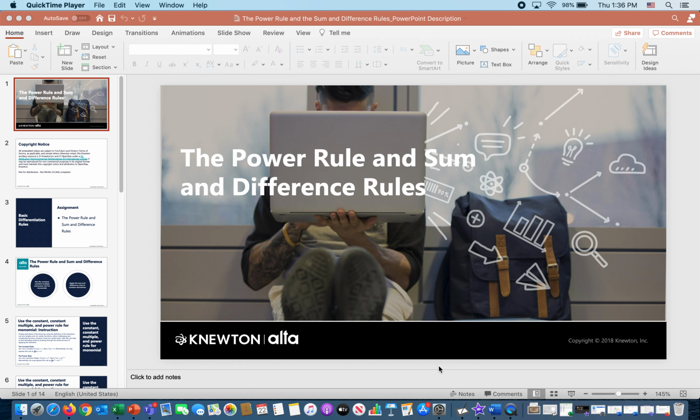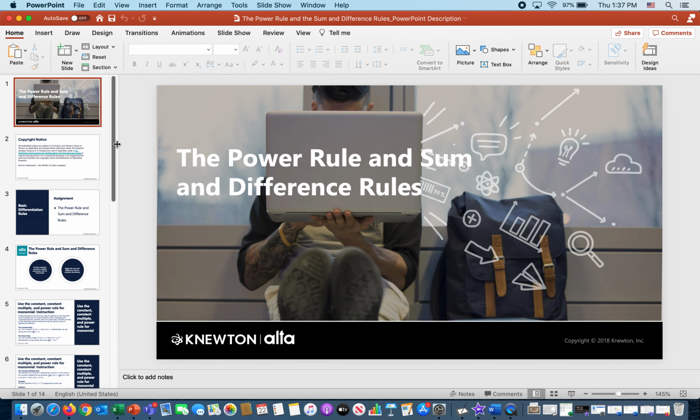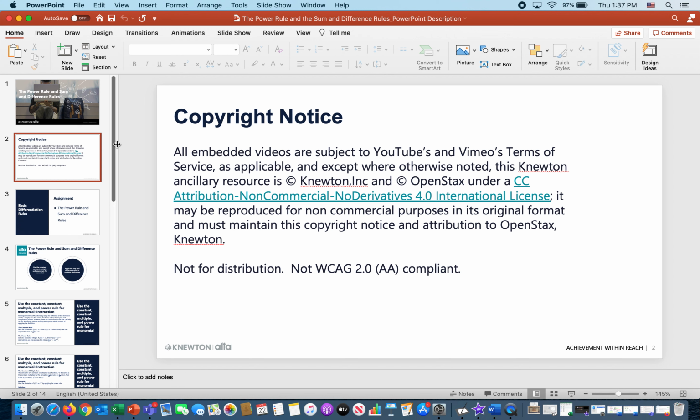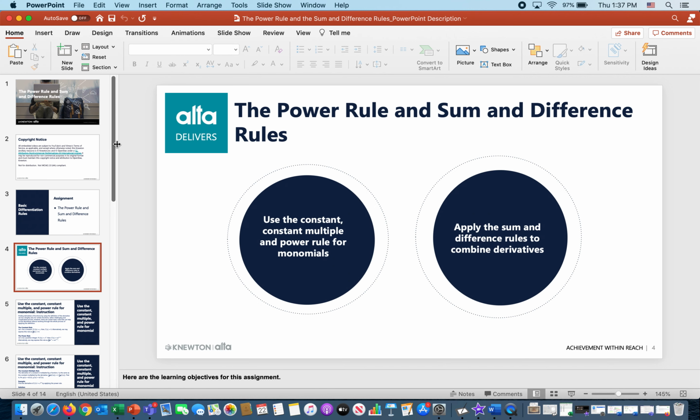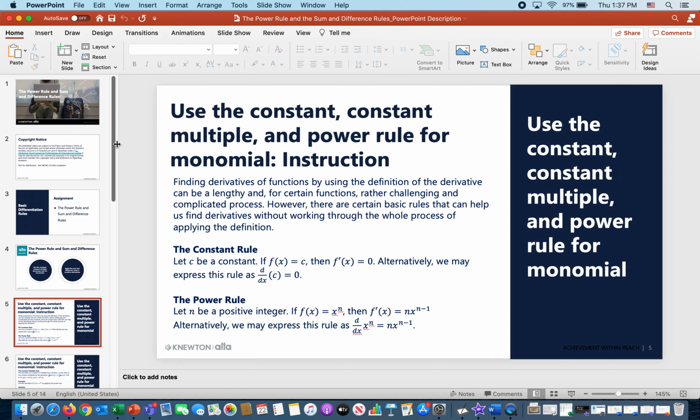Okay, let's see if we can explore a better way of finding derivatives. One way that doesn't involve a crazy looking limit and a bunch of fractions and radicals. Let's see if we can simplify this process a little bit. So we're going to look at the power rule, and the sum and difference formulas here.